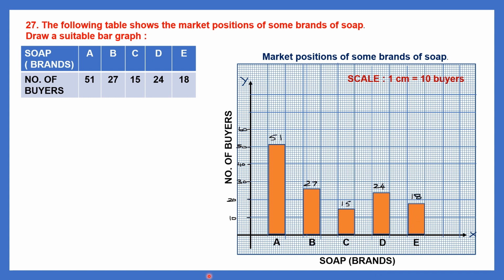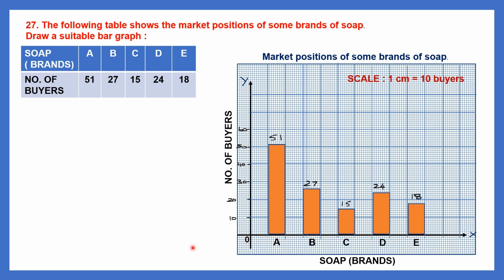So now we have drawn our bar graph. Normally when you draw, you will just draw with the help of your pencil, isn't it? Later you can color it up. You can use different colors or you can use the same color for all the bars. So now we have finished the bar graph showing the market positions of some brands of soap. Can you see how this is done?